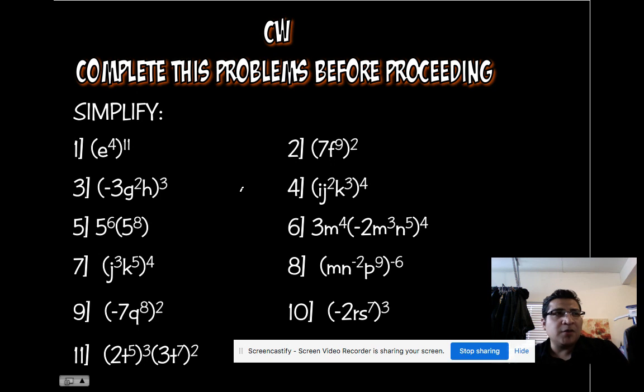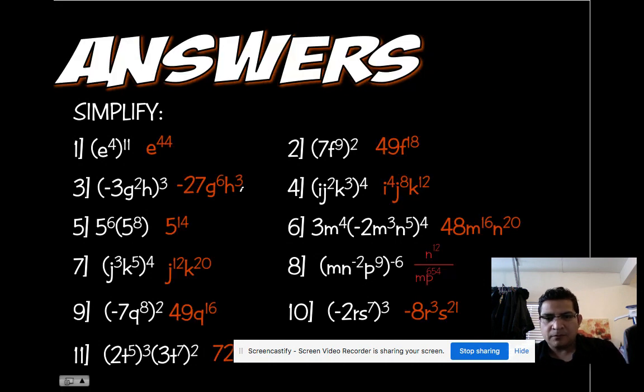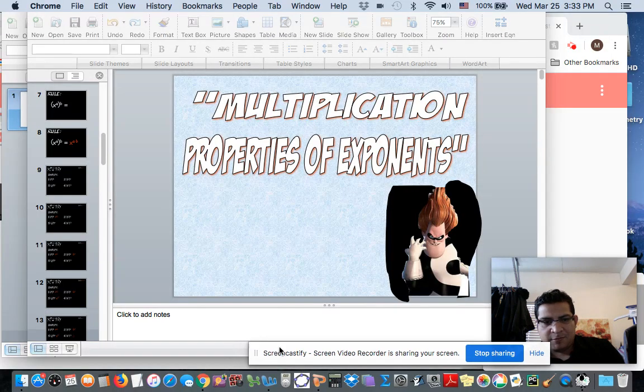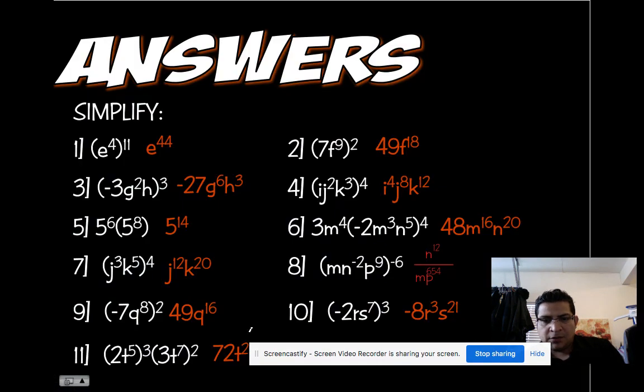Okay, assuming that you already completed the problems, it is time to check your answers. 3, 2, 1. Here are the answers, you guys. Here you have e to the 4 times 11, which is e to the 44. The 7 here, one of the main things you need to know is that 7 squared will be 49 and not 14. That's a common mistake.